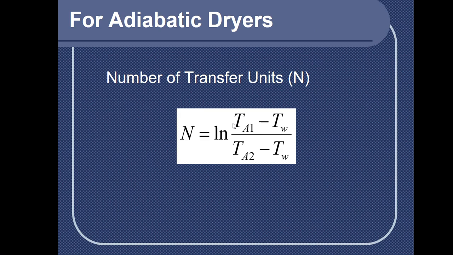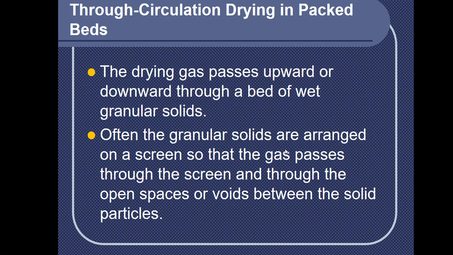Now, in the case of adiabatic dryers, so that's for the rotary dryer, we have this number of transfer units formula that is only available in Coulson. The formula uses the inlet and outlet temperature of air, represented here by TA1 and TA2, and the wet bulb temperature of air. So check again because there's a sample problem on this, on the wet bulb temperature, or how we get the wet bulb temperature given the condition of the air that is used for drying.